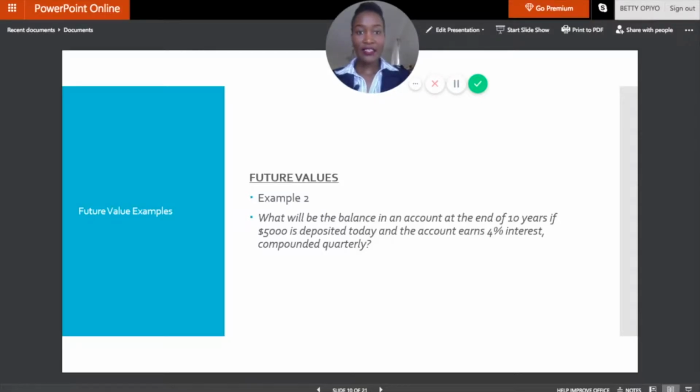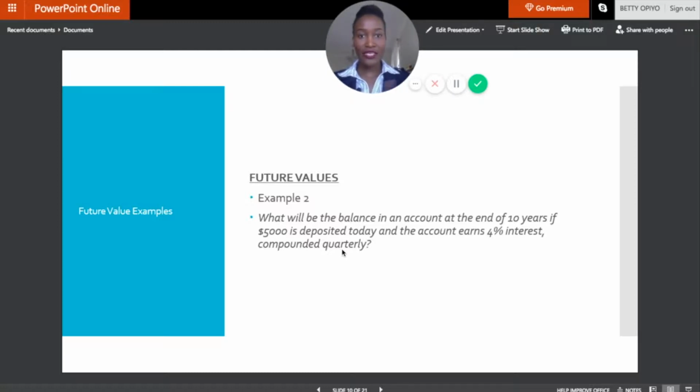Let's cover the second example of future values. What will be the balance in an account at the end of 10 years if $5,000 is deposited today and the account earns 4% interest compounded quarterly?